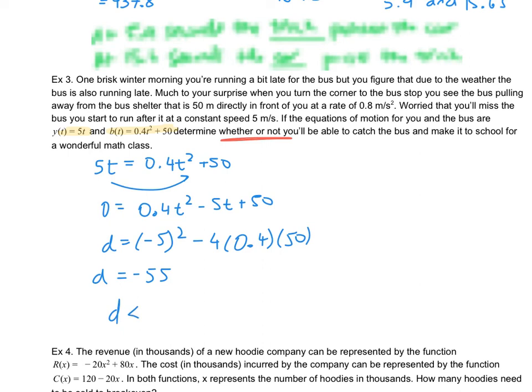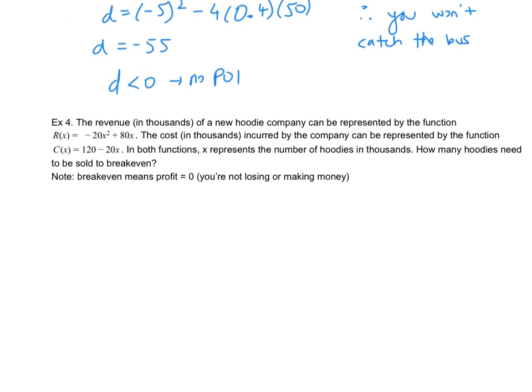Because the discriminant is less than 0, that means there's no point of intersection, which means you will not be able to catch the bus. So therefore, you won't catch the bus. And that's it. So if you read it carefully, you can really save yourself some time by just using the discriminant where applicable. And let's try our last one.